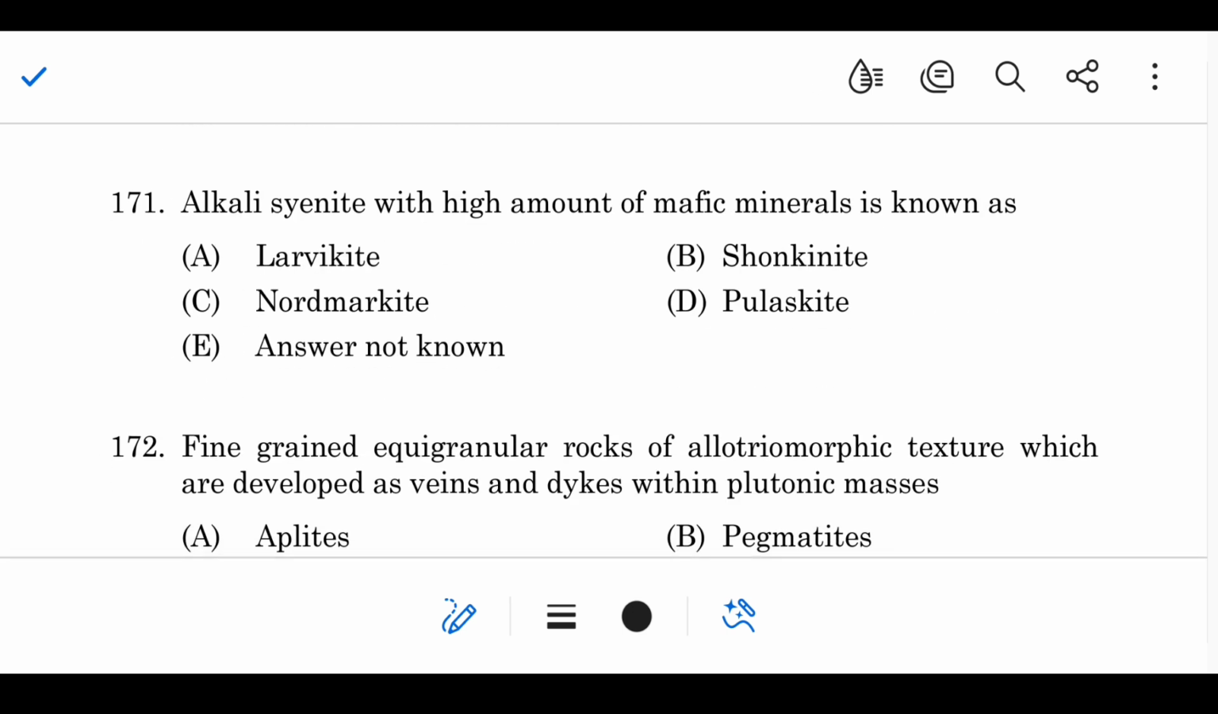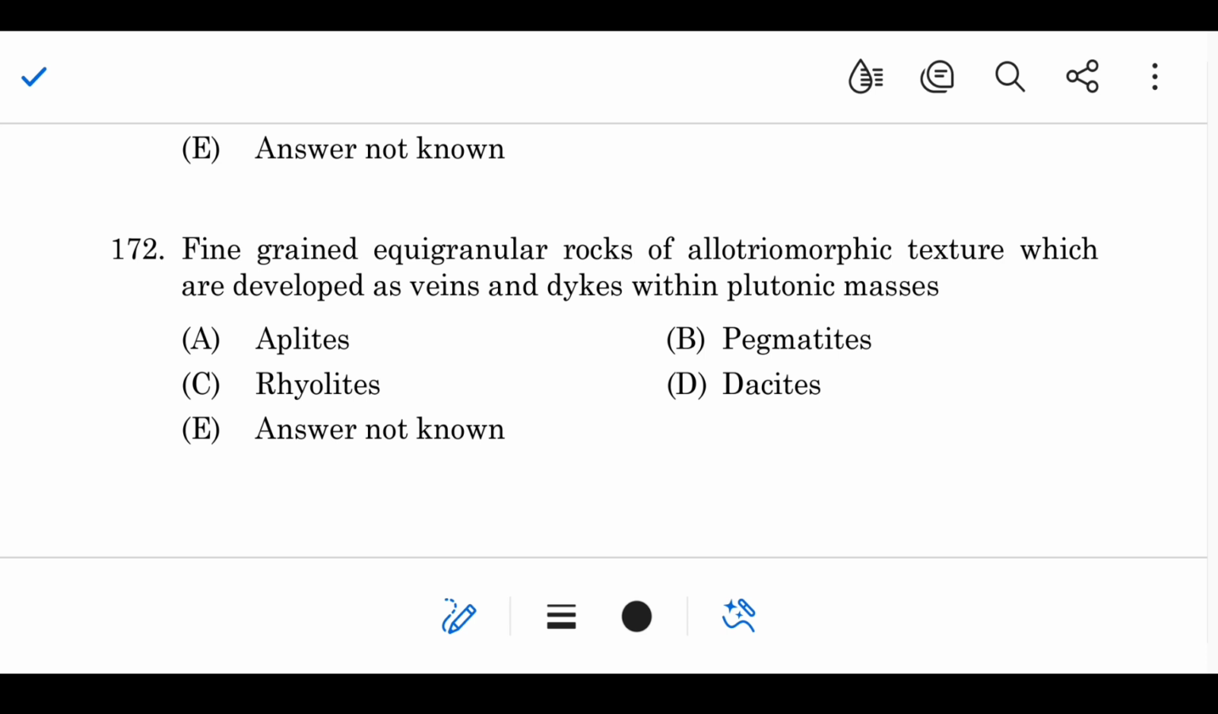Alkali syenite with a high amount of mafic mineral is known as, option B is the correct answer, shonkinite. The fine-grained equivalent rock of allotriomorphic texture, developed as veins and dikes with thin plutonic mass, is aplite.